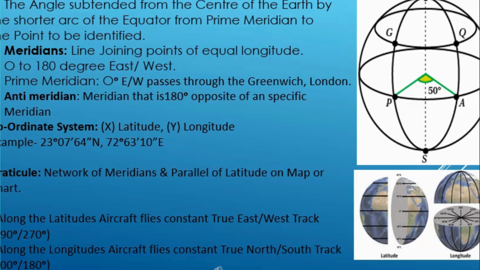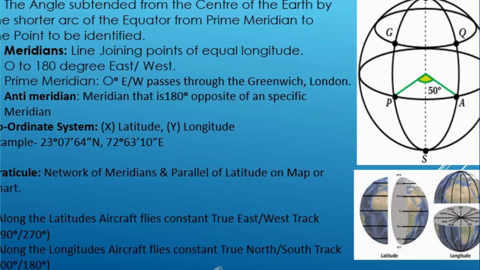Let's take an example. So we have 23 degrees 07 minutes 64 seconds north and 72 degrees 63 minutes 10 seconds east. So this is the coordinate of a specific point on the earth. It is shown in degrees, minutes and seconds, north or south and east or west.